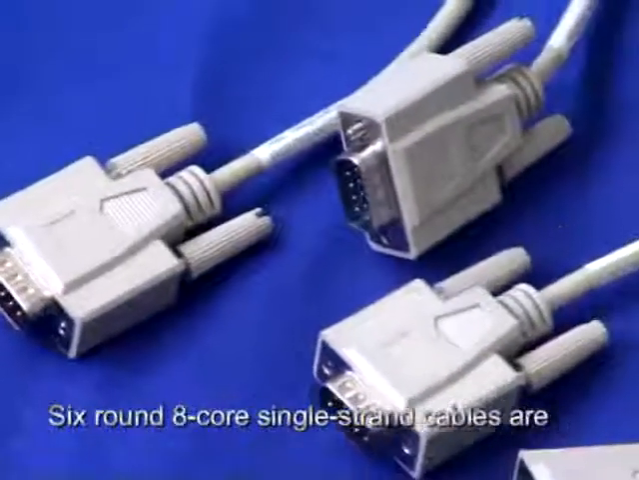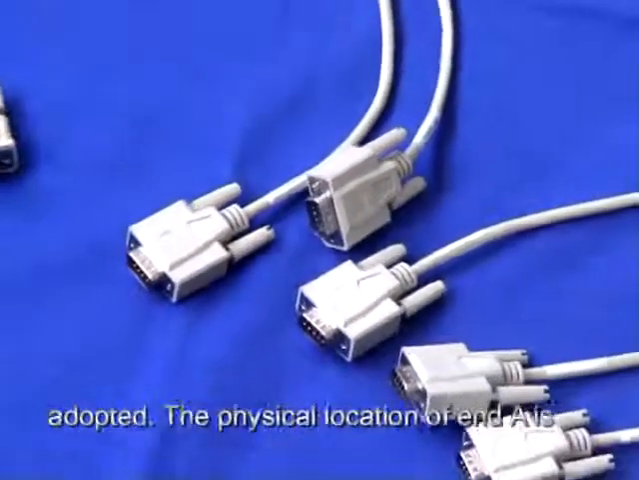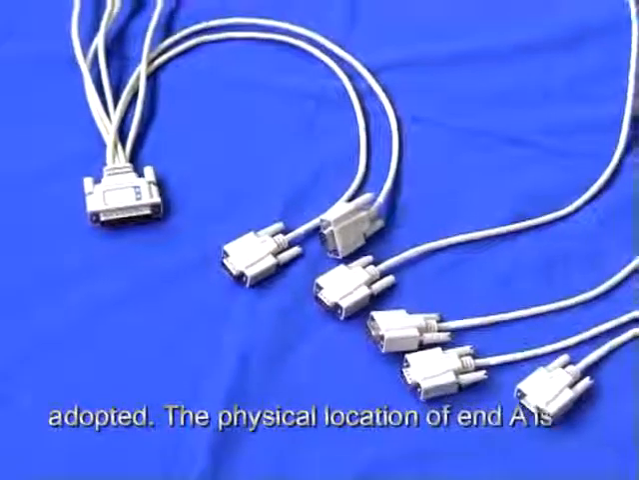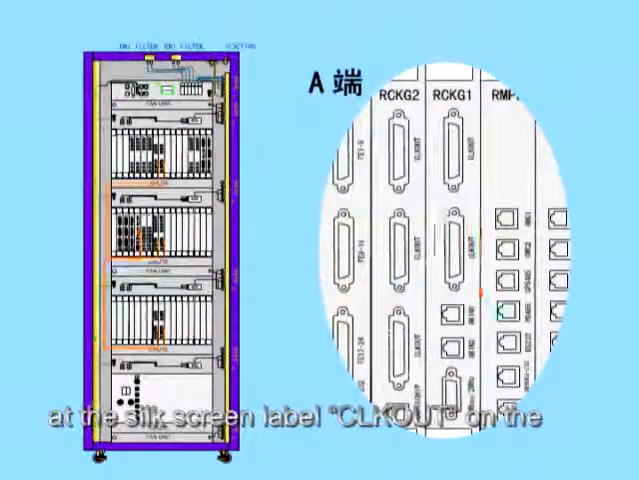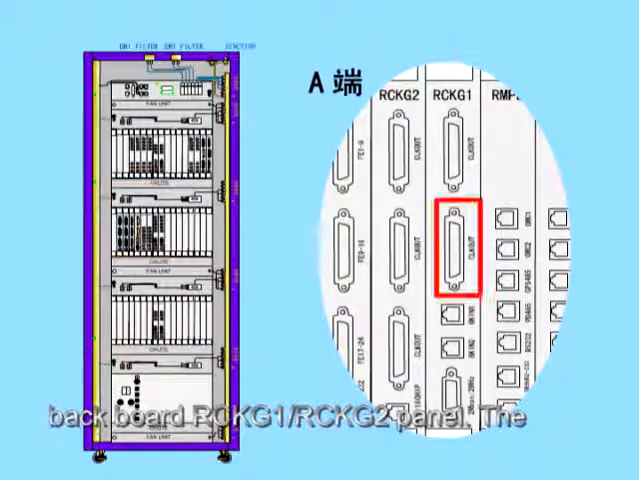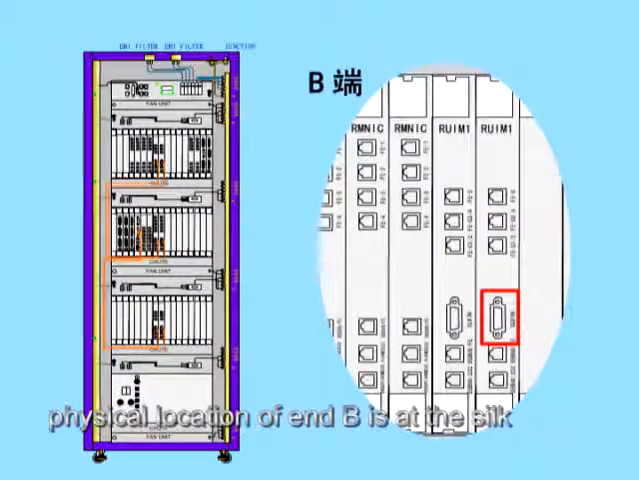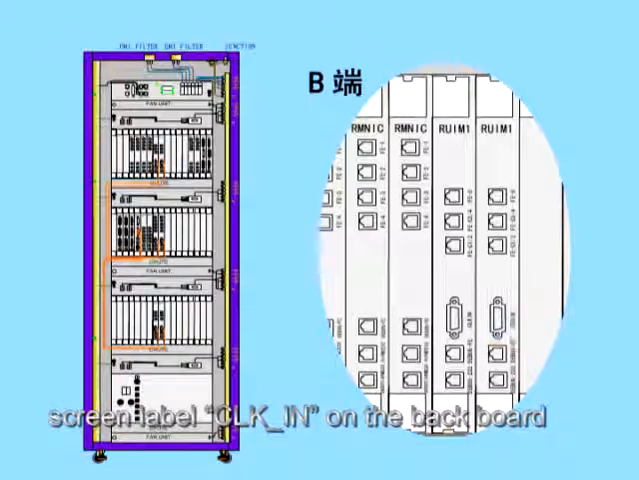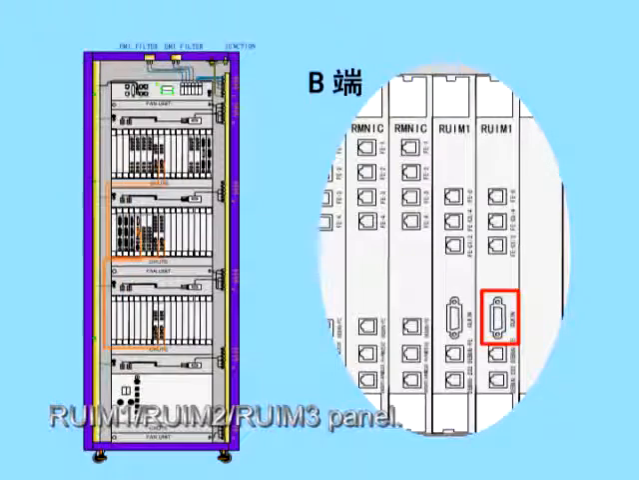6 round 8-core single-strand cables are adopted. The physical location of end A is at the silkscreen label CLK out on the backboard RCKG1, RCKG2 panel. The physical location of end B is at the silkscreen label CLK in on the backboard RUIM1, RUIM2, RUIM3 panel.